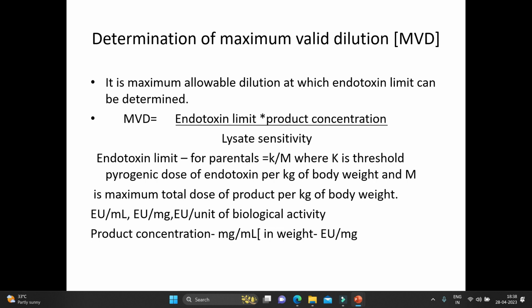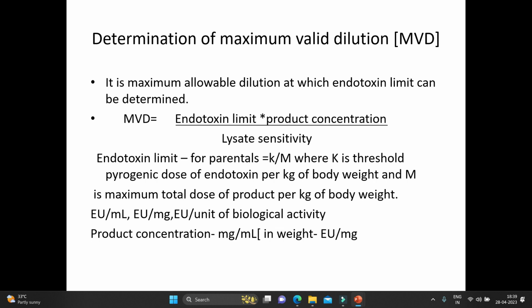This is the determination of the maximum valid dilution, how much dilution is allowed and how much the endotoxin limit will be. It is identified by a formula: endotoxin limit times product concentration, divided by lysate sensitivity. By the lysate sensitivity we can identify it.